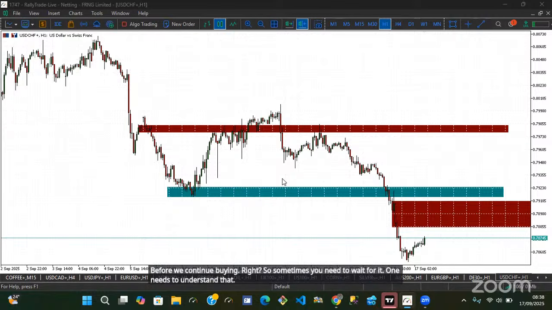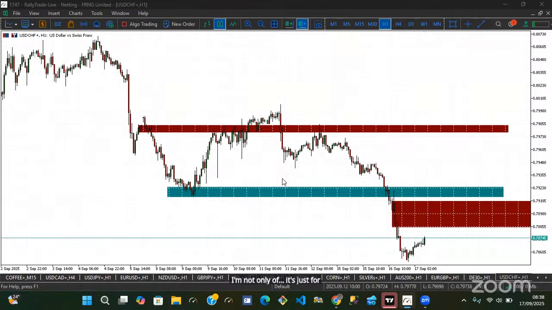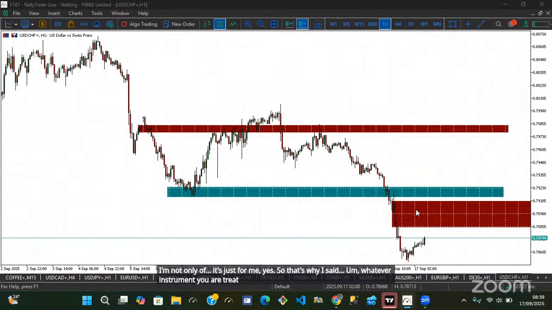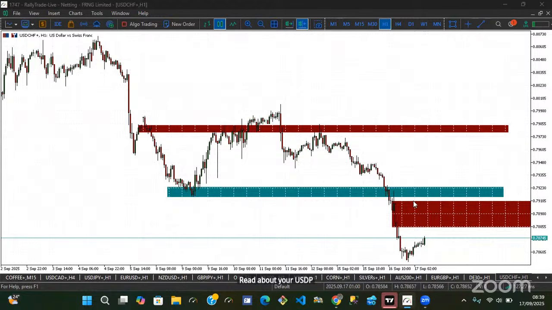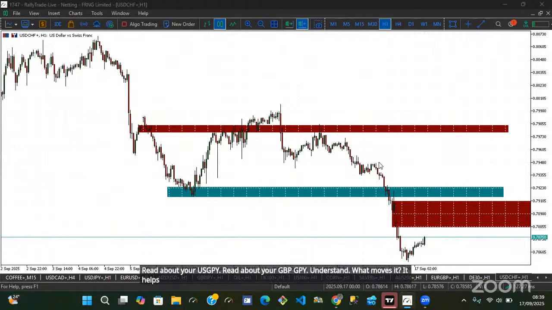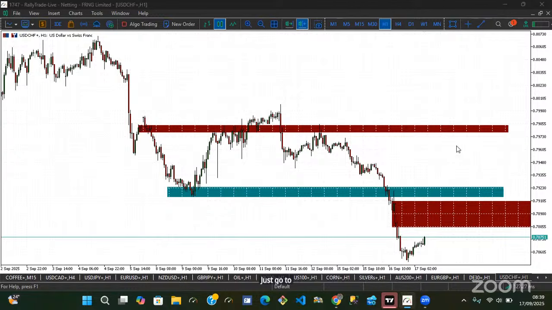One needs to understand the anatomy of each instrument. So that's why I said whatever instrument you are trading, it's not just on the chart. Sometimes you need to read about those instruments. Read about your USDJPY, read about your GBP, understand what moves it. It helps. It's beyond the technical analysis that we look at, beyond fundamental. Just go to Google, type in the currency you are trading. All I need to know about USD CHF, all I need to know about Euro CHF, different searches, different prompts. ChatGPT can help you too, to give you so much detail. All right. So we need that.